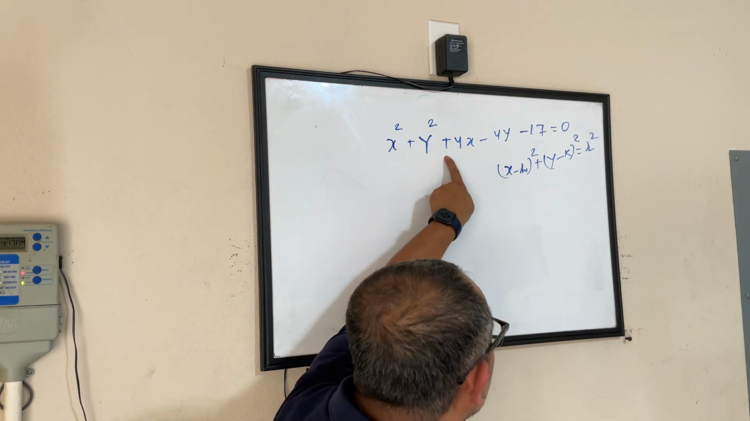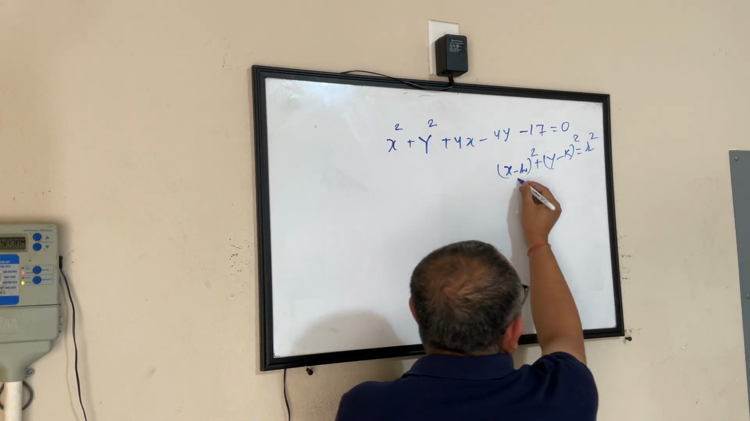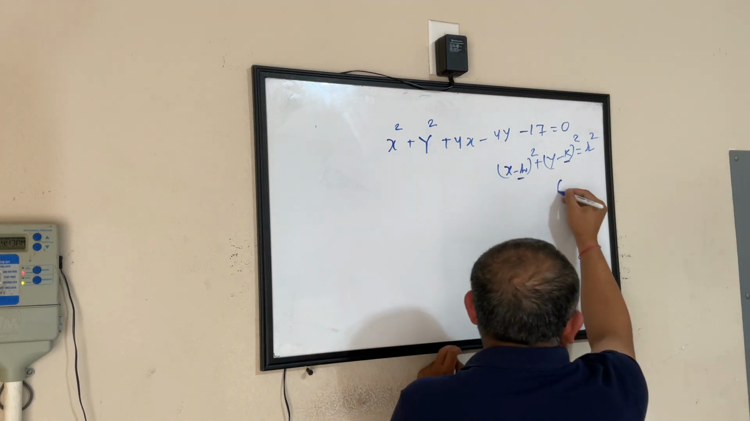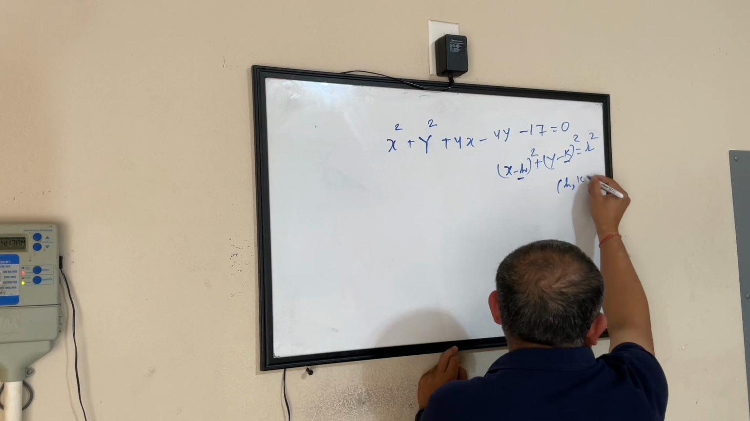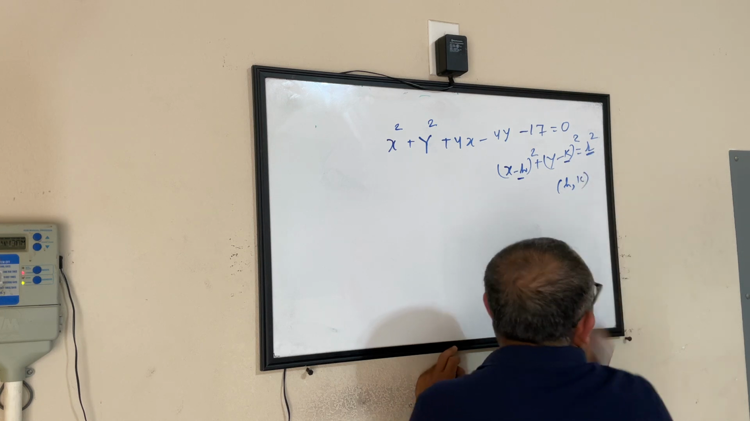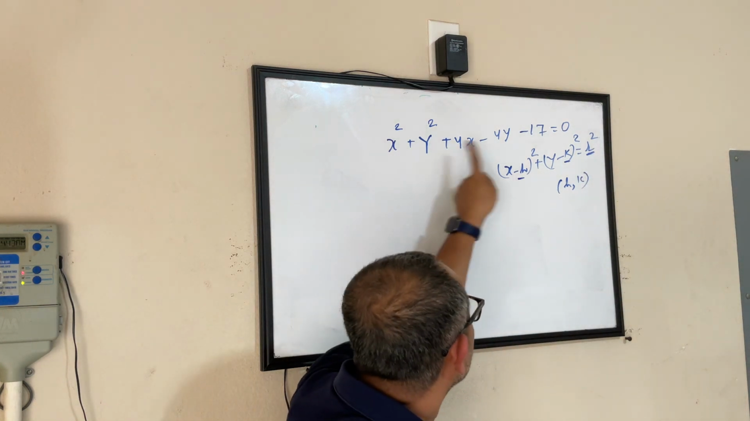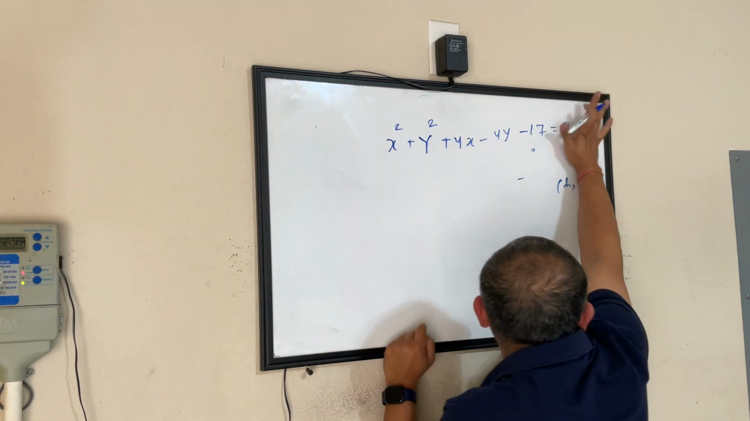If I convert any equation to this form, then h and k become my coordinates for the center, and r becomes my radius. So we'll convert this to this form. To do that, let's look at it.